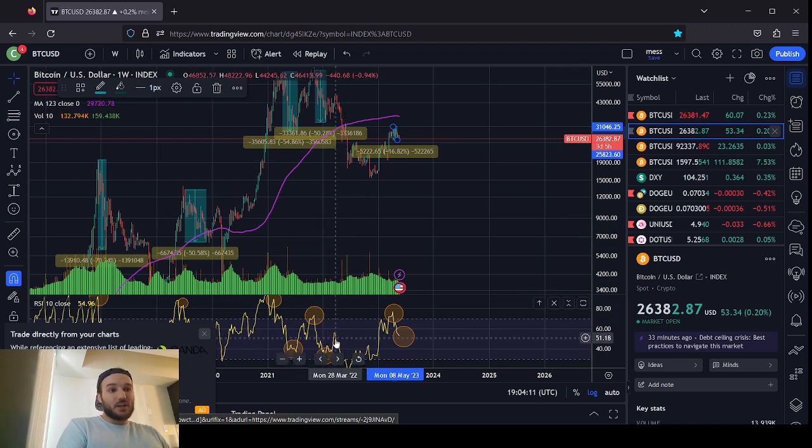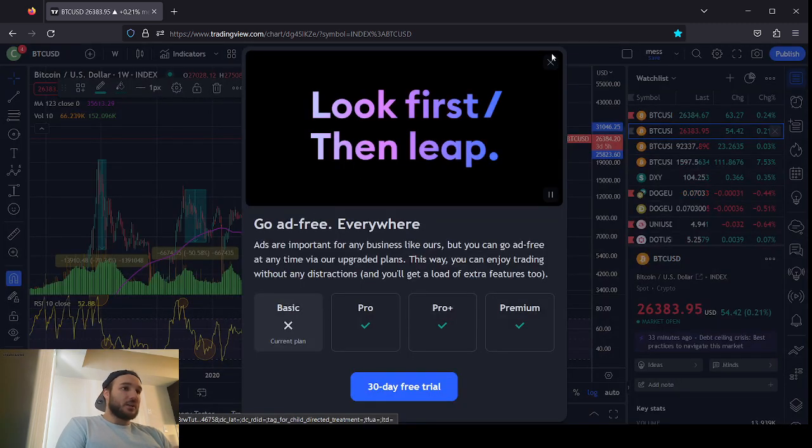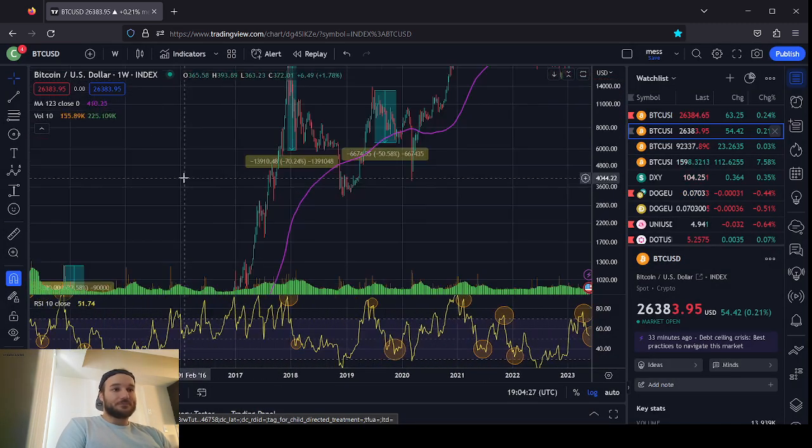goes above the 50. If this didn't go above the 50 here, if it kept going down, I would have measured this low, but it didn't. It broke above the 50 on the RSI. So we're not going to count this low. We're counting this low. Anyways, without further ado, let me explain what I'm talking about.